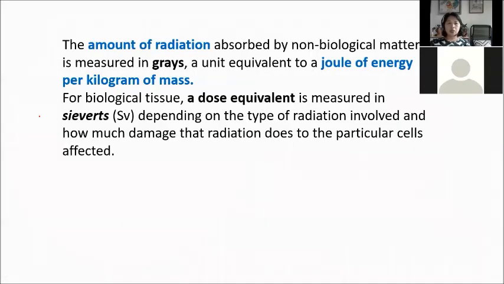The amount of radiation absorbed by non-biological matter is measured in grays, or Gy. This is a unit equivalent to a joule of energy per kilogram of mass. But for biological tissues, a dose equivalent is measured in sieverts, or Sv, depending on the type of radiation involved and how much damage that radiation does to the particular cells affected.